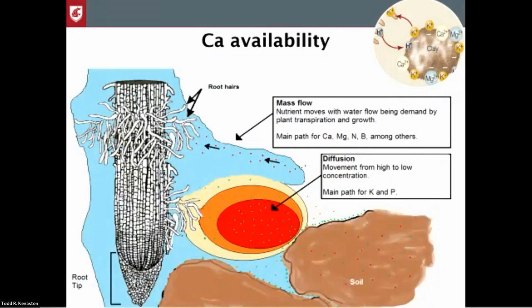Early in the season, again, we need to have adequate root growth and health, but also we have to have moisture, because otherwise calcium doesn't go into the plant.